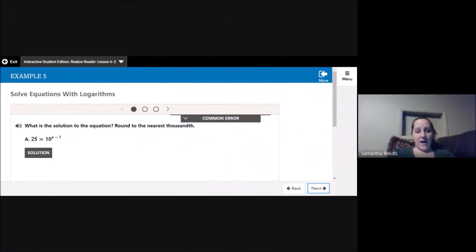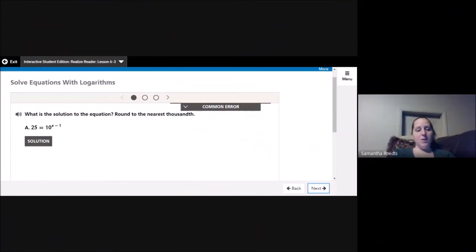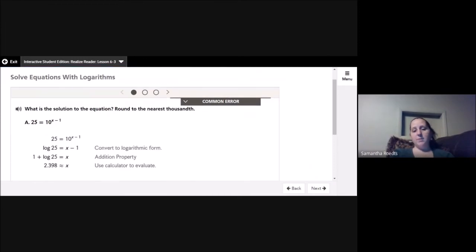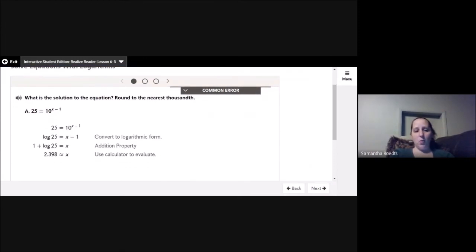All right, example 5, solve equations with logarithms. What is the solution to the equation, rounded to the nearest thousandths? A is 25 equals 10 to the x minus 1. So I have log of 25. Remember, log base 10 is our common logarithm. So log of 25 equals x minus 1. So 1 plus log of 25 equals x. So x equals 2.398 approximately.